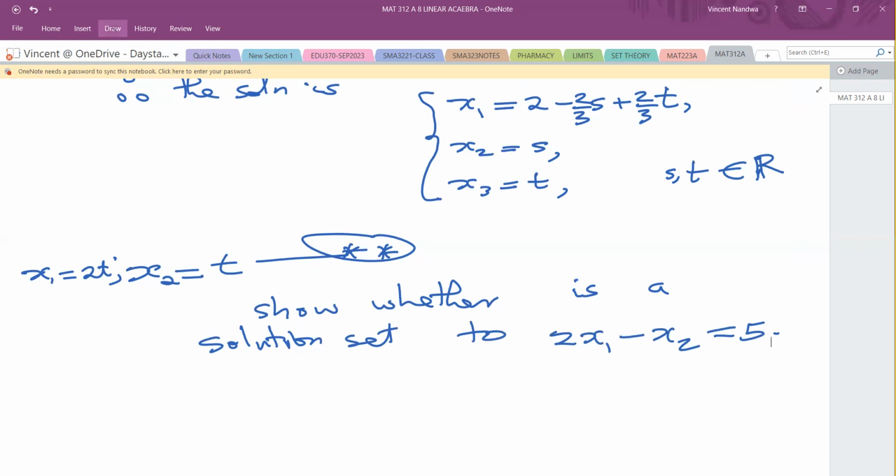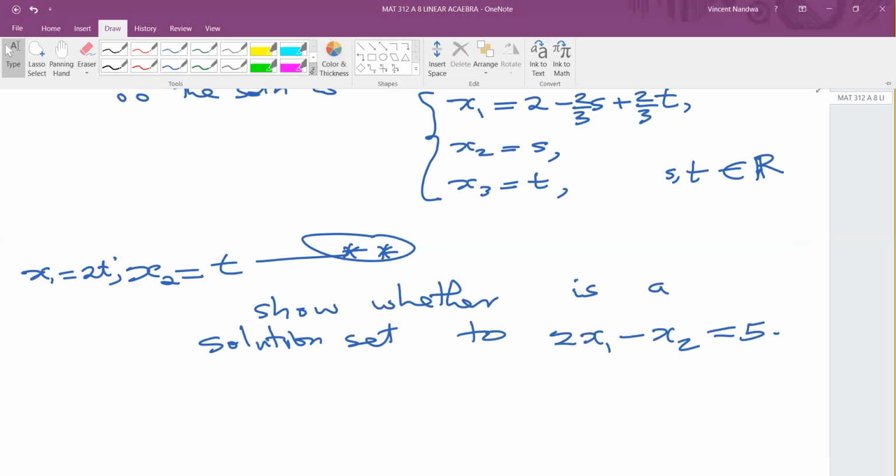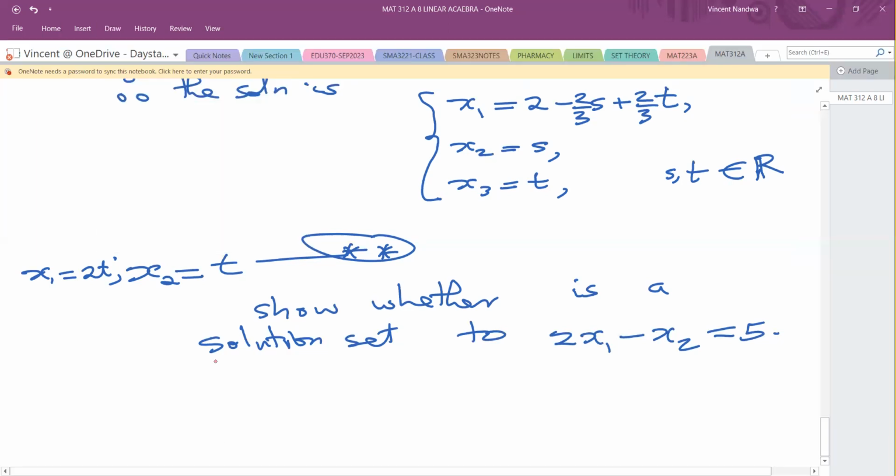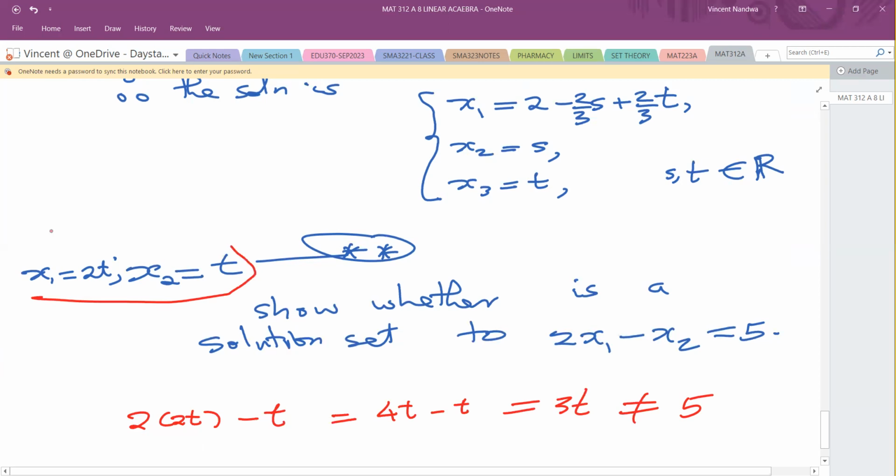So, for instance, to test this, you simply replace where there's x1 by 2t. So we have 2 into 2t minus x2, which is t, and this will give us 4t minus t. This is 3t. Okay? But 3t is not equivalent to 5. So therefore, this is not a solution to the equation.